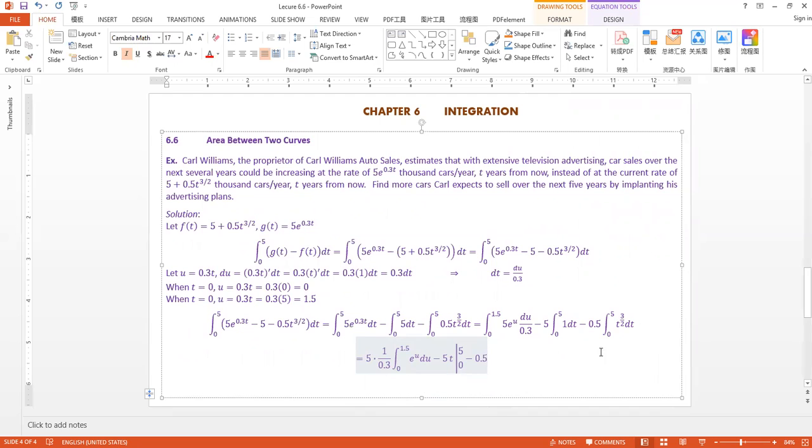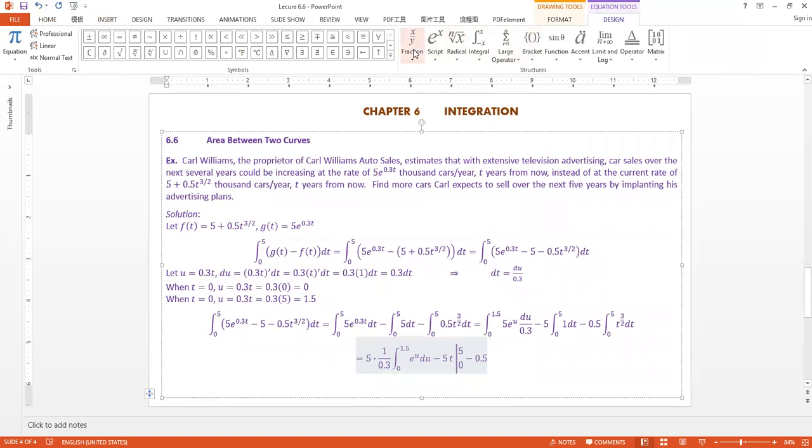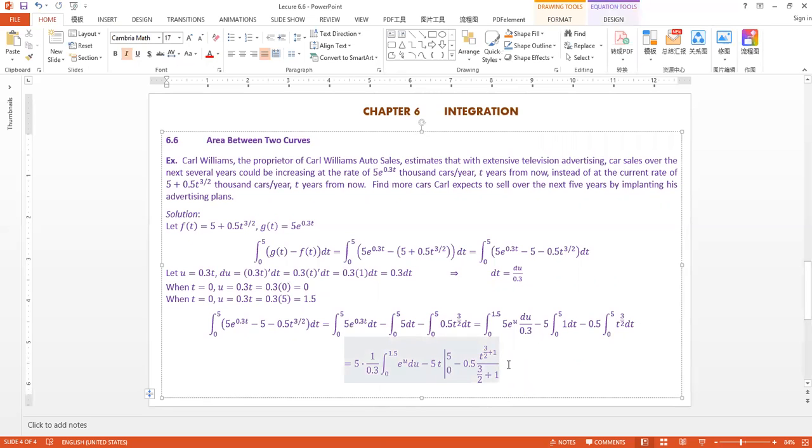t to the 3/2. So this is the power function with n equal to 3/2. So if you use the power rule for integration, it should be t to the 3/2 plus 1 over 3/2 plus 1. Okay, so that will be equal to t to the (3 plus 2) over 2, over 3/2 plus 1. Okay, and once again, evaluate it at 5 and 0 and subtract.